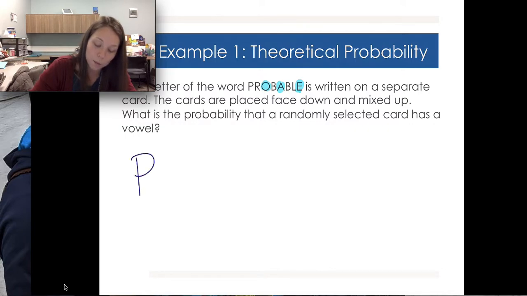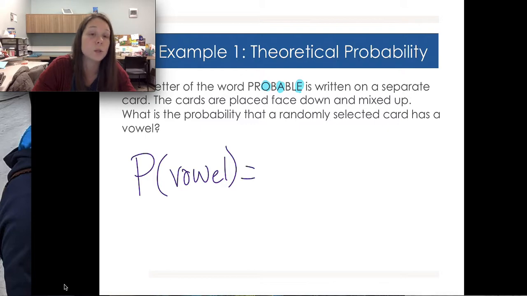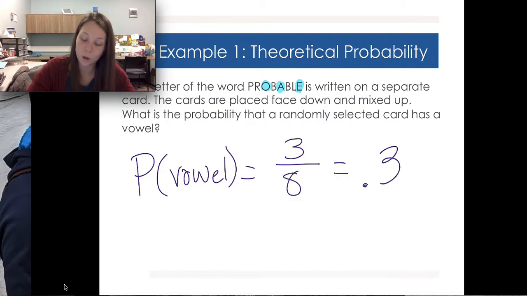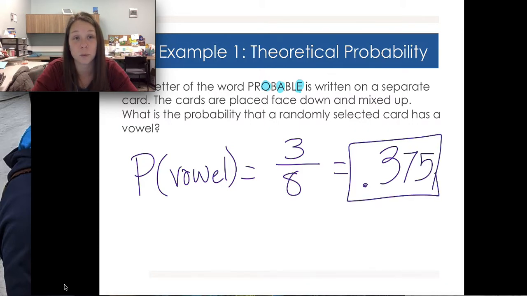So using our probability notation, vowel is the event I'm looking to happen, so that's what I'm going to write inside my parentheses. Favorable outcome is 3, because there are 3 vowels in the word probable, divided by the total number of letters that are on those cards is 8. And that would give us a probability of 0.375, or 37.5% if you prefer.